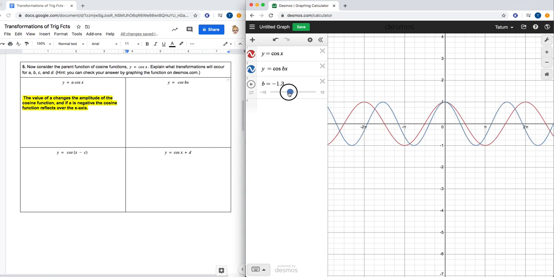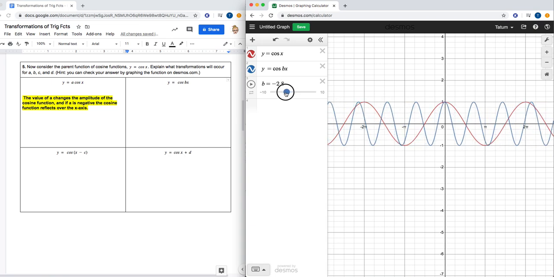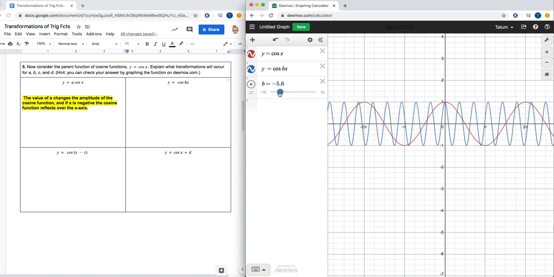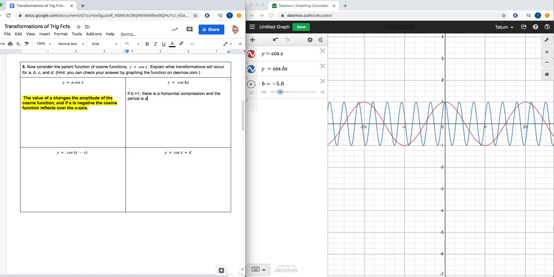And then if b is less than -1, a negative number that's less than -1, we still have that horizontal compression and the reflection. So if b is greater than 1, there is a horizontal compression and the period is smaller.